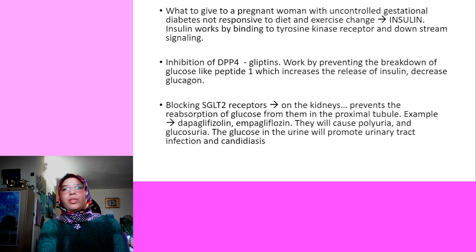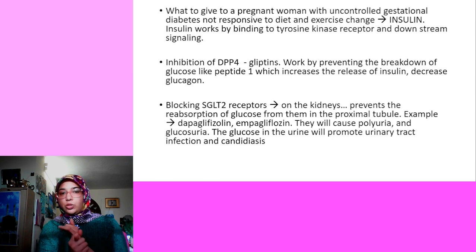What to give a pregnant woman with uncontrolled gestational diabetes that is not responding to diet and exercise change? Insulin. Remember, if they ask you, what does insulin work on? Tyrosine kinase receptors and downstream signaling. Inhibition of DPP4 are the gliptins. They work by prevention of breakdown of glucagon-like peptide 1. Remember, glucagon-like peptide 1 causes increased insulin release dependent on glucose, which is why giving a patient oral glucose is better than giving it IV, because this is what facilitates more insulin secretion and responding to that. So that's something to keep in mind.